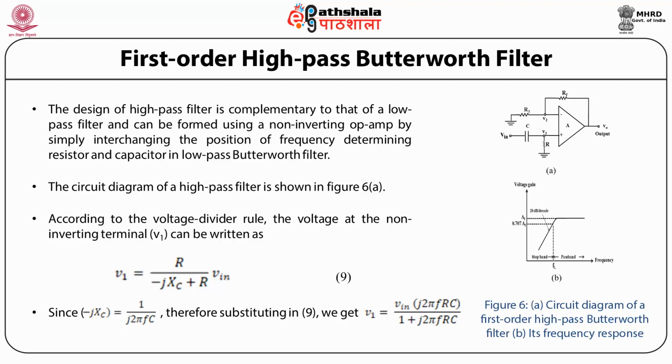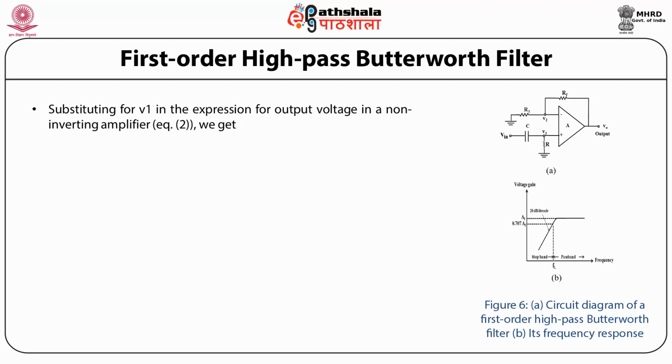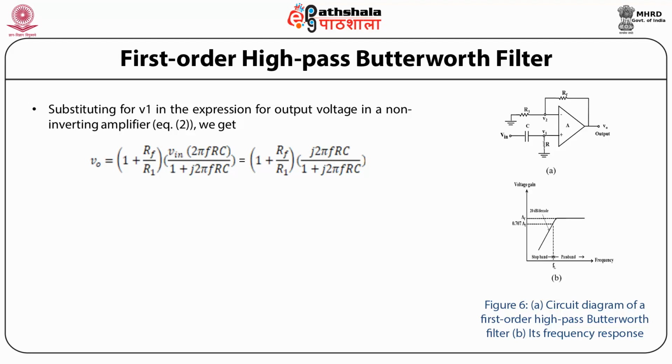2 pi F RC. Substituting for V1 in the expression for output voltage in a non-inverting amplifier, that is equation 2, we get V0 to be equal to 1 plus RF by R1 into Vn into j 2 pi F RC divided by 1 plus j 2 pi F RC. This can be simplified to obtain V naught to be equal to 1 plus Rf by R1 into j times 2 pi f Rc divided by 1 plus j into 2 pi f Rc into Vn.